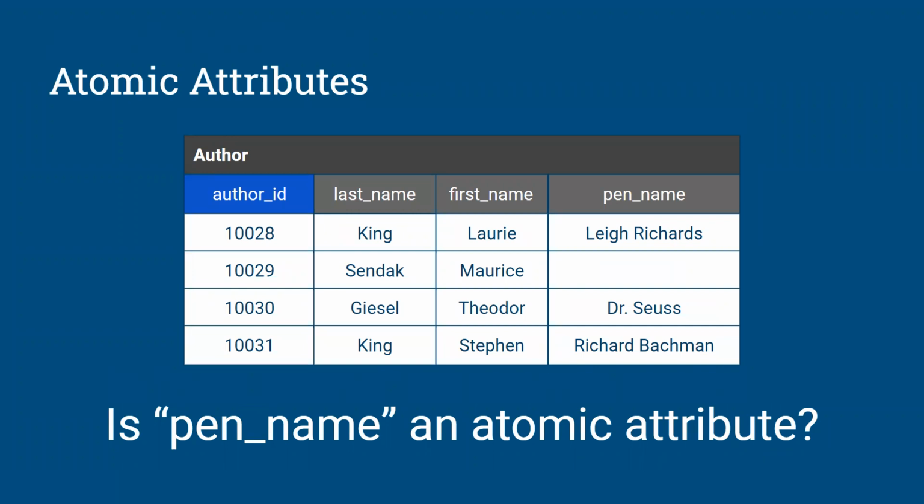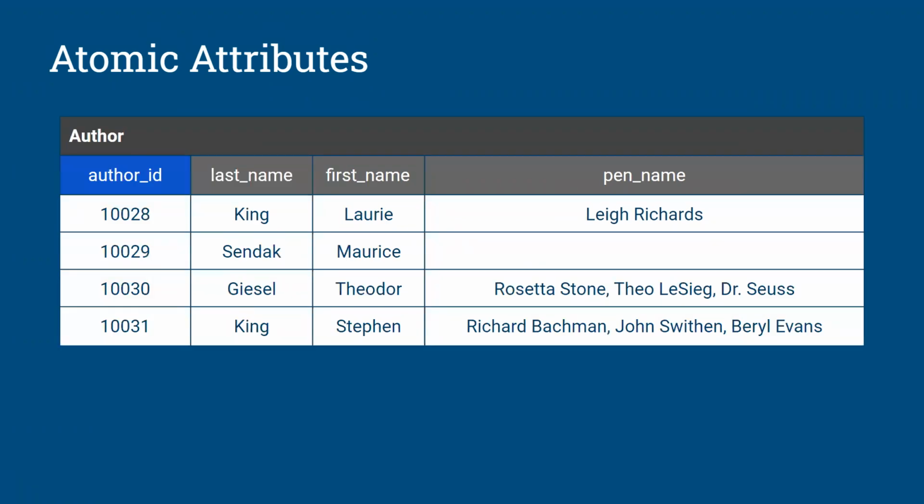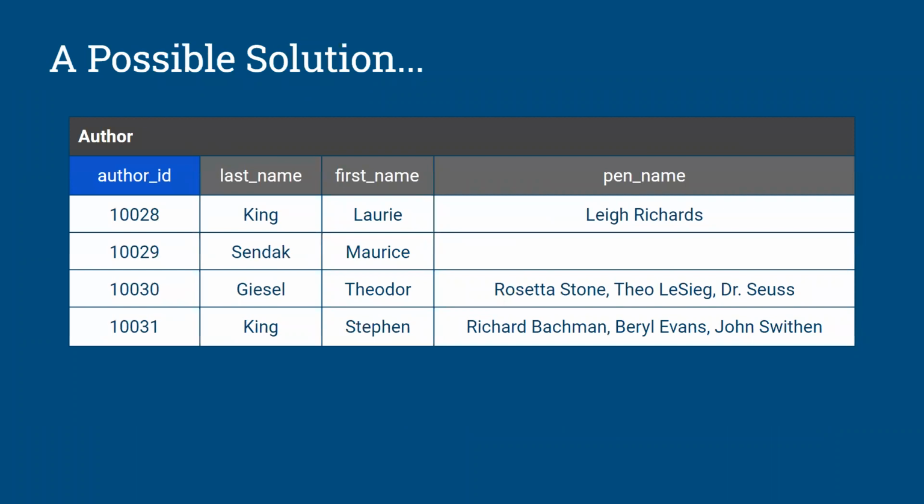But it turns out Theodore Geisel has got more than one pen name. Stephen King's got more than one pen name. And so now what would you say? Is pen name now an atomic attribute? Yeah, so now this is something we've got to deal with. All right, so let's take a look at one possible solution here.